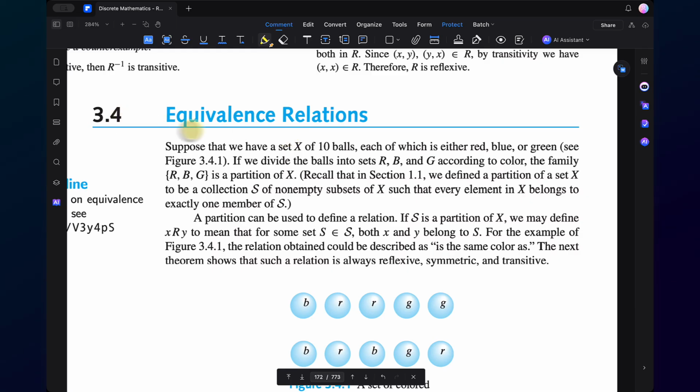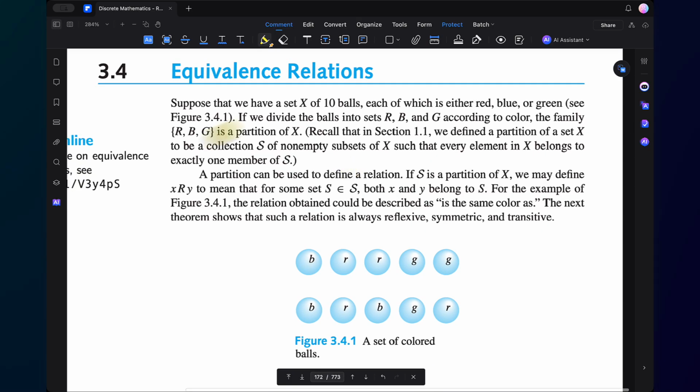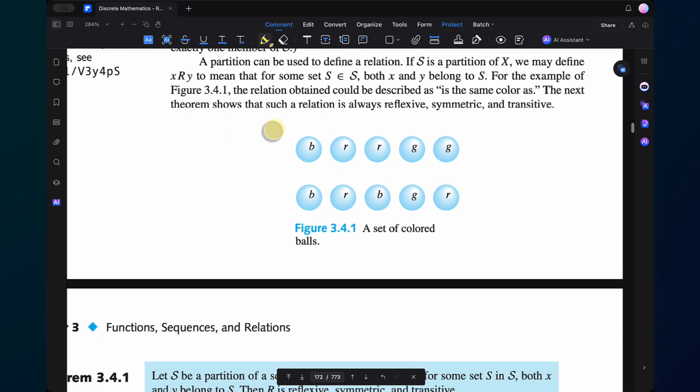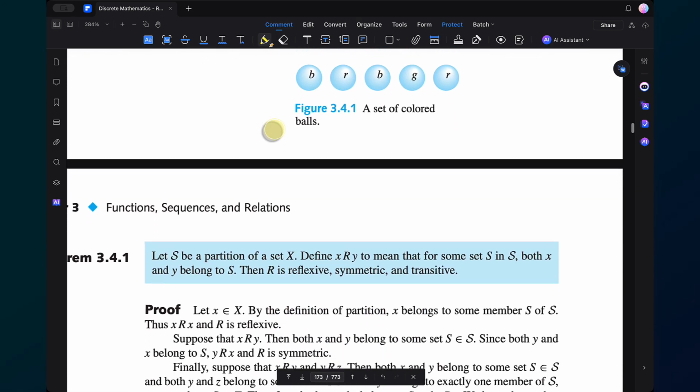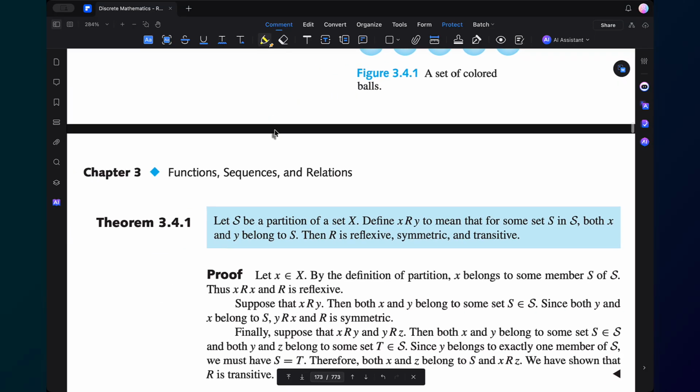Hello. Okay, section 3.4, equivalence relations. There's a lot of important ideas in this section. Let's just go through these things here. The theorem. Okay, so what's a partition?